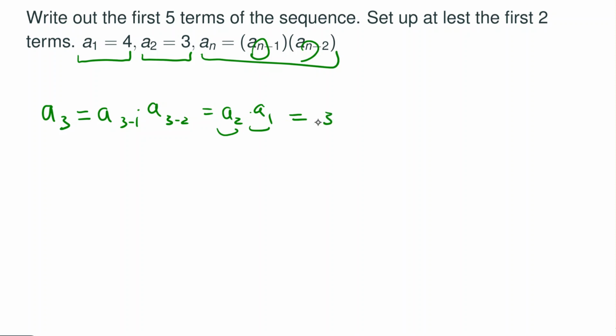3, well, a of 2 is 3, a of 1 is 4. So it gives us 12. So that's the third term.